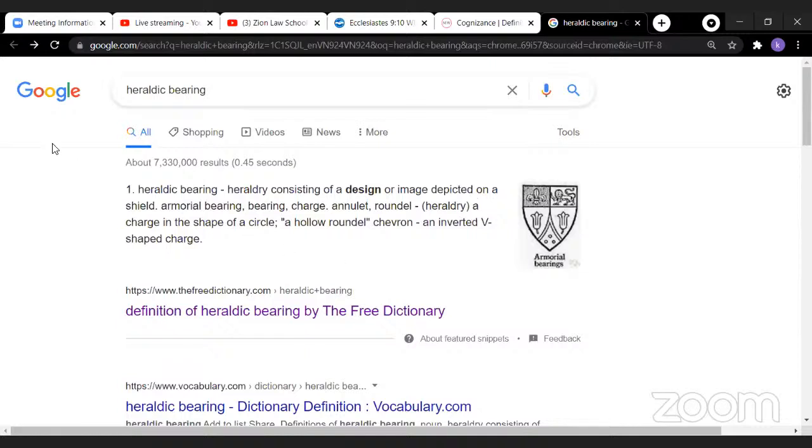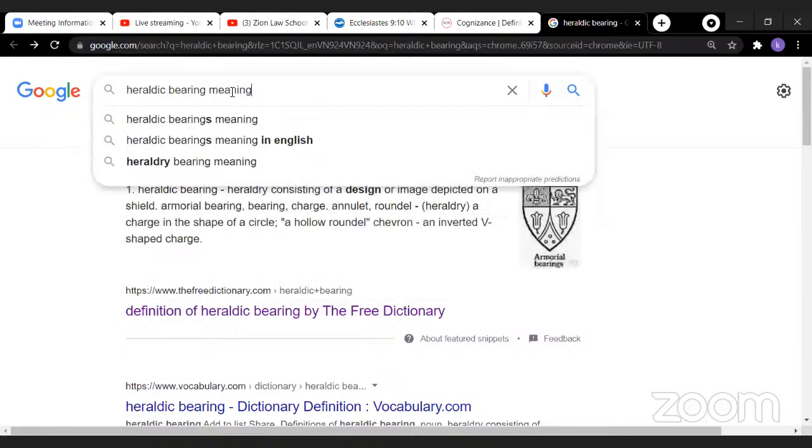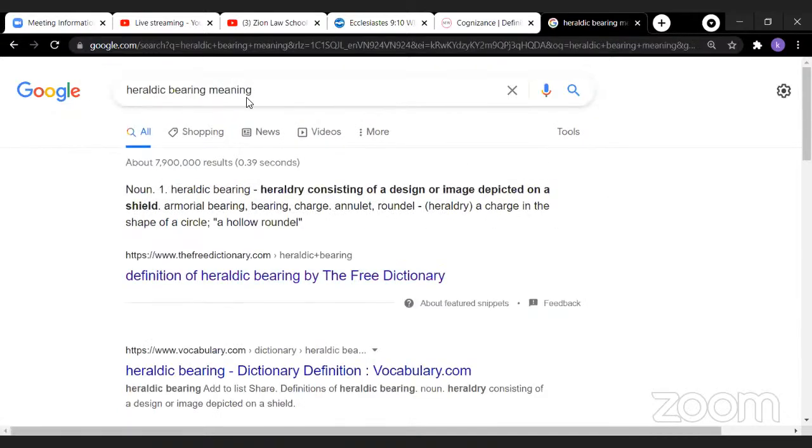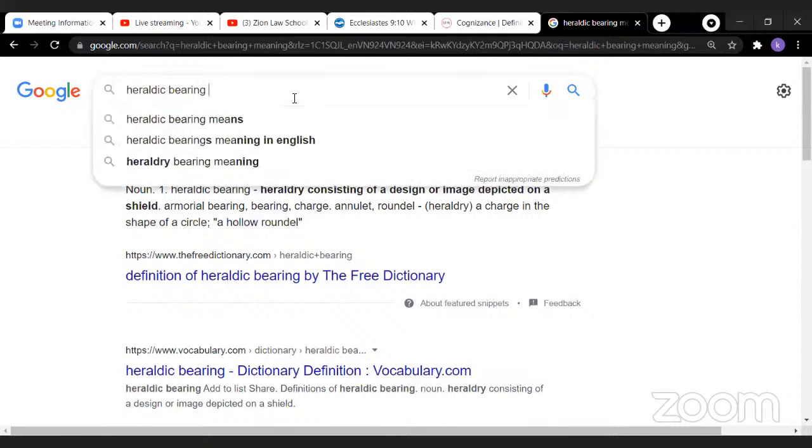What does this remind us of? That reminds you of the family shield. Yeah, the family shields. Heraldry consisting of a design or image depicted on a shield. A memorial bearing, charge, amulet, rondel. Okay, so we just looked over that, right? So family shield. It has to do with nobility. I'm trying to find the better definition. Let me look for nobility.